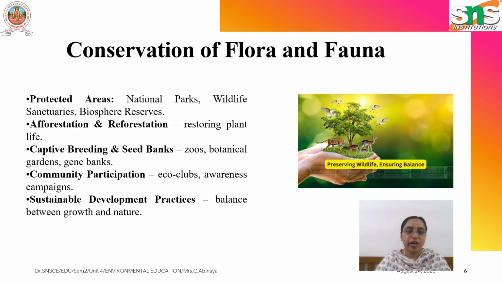Conservation measures. So finally, let us talk about what can be done. At the government level, we have laws like the Wildlife Protection Act of 1972 in India, and protected areas such as national parks, wildlife sanctuaries, and biosphere reserves are established to safeguard the species. International treaties like CITES regulate the trade in endangered species. And at the scientific level, we have captive breeding programs in zoos, botanical gardens, and seed banks to preserve genetic material. For example, the cheetah reintroduction project in India.